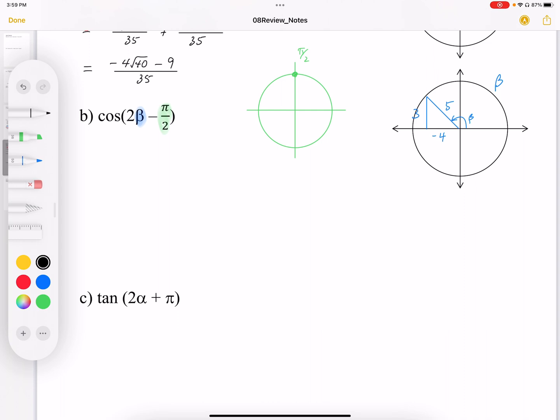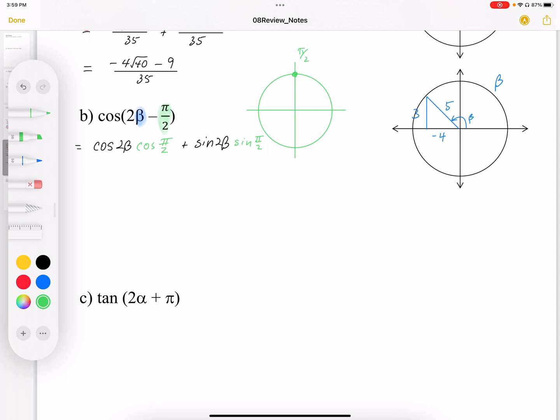So the first thing I'm going to do is apply the subtraction identity for cosine. So it's cos cos plus sine sine. I'm going to end up with cosine 2 beta, which I don't have a picture for, and then cosine of pi over 2, which I do have a picture for in green, plus, it's going to be sine sine, so sine 2 beta, and then sine of pi over 2. Again, I have a picture for that, so I can work that out.